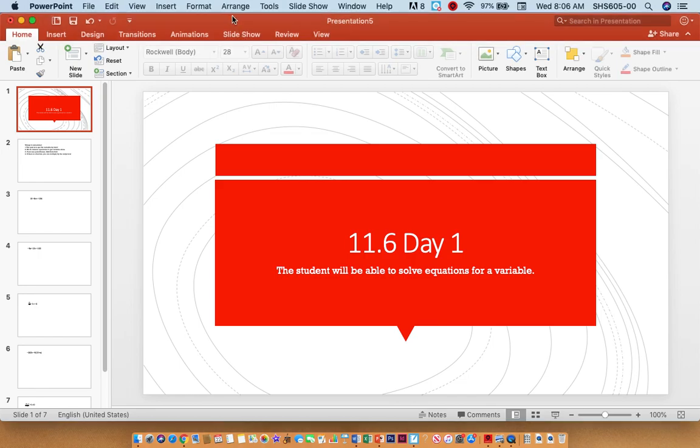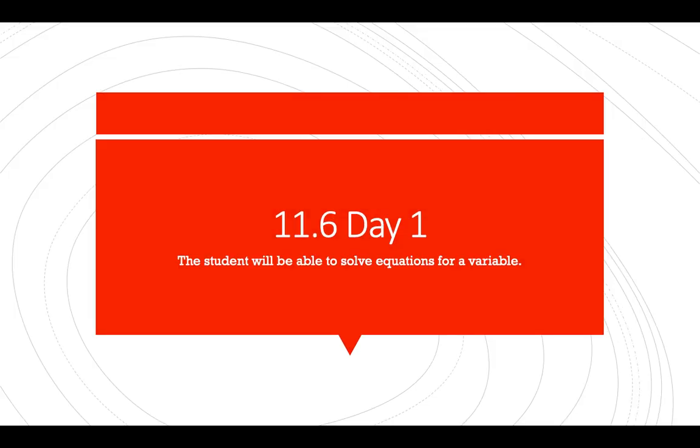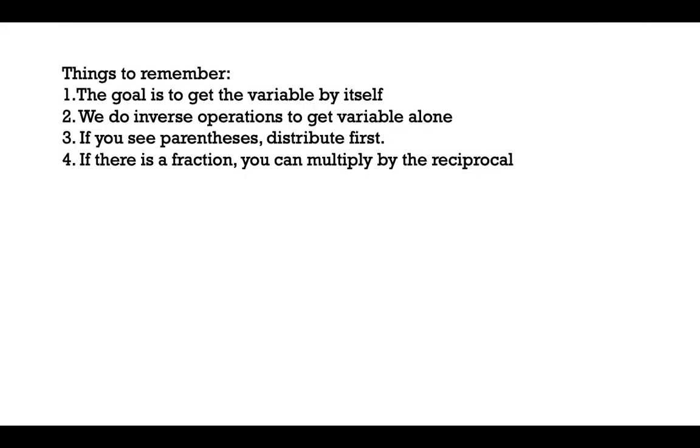Back to 11.6. This is going to be day one of probably a 2-day lesson. And we're going back to chapter 2 when we solved equations for a variable. Now, I know you guys probably weren't the most fond of this chapter, except really we've been using these skills all throughout this entire year. So I think this should be pretty easy by now. Okay? But we're going to spend a couple days refreshing just in case.